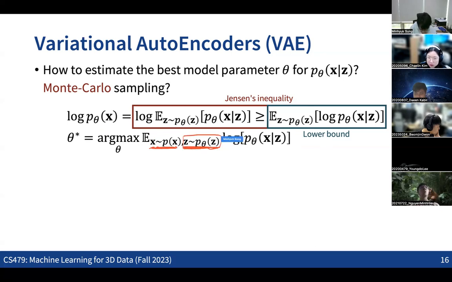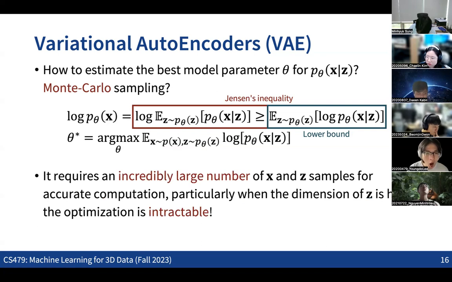So basically, we need to consider lots of pairs coming from the data distribution, and also lots of samples coming from the unit Gaussian as well. All these pairs of X and Z will be needed to accurately compute all the probability values, which will be very time consuming. This makes it challenging to find the best parameters, because to optimize these equations, we need lots of samples of both X and Z. That's why people say that this kind of optimization is intractable.